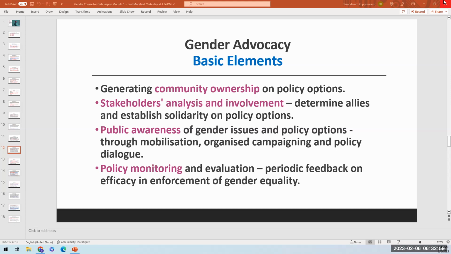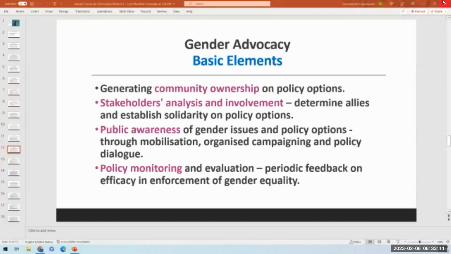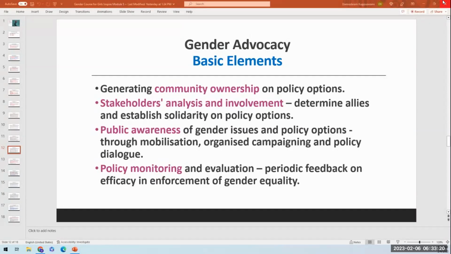So I see the role of civil society organizations as vital in gender advocacy, because as government, we can have our policies and so on, but we may not be able to successfully campaign for change from within. So I'm just thinking aloud along those lines.